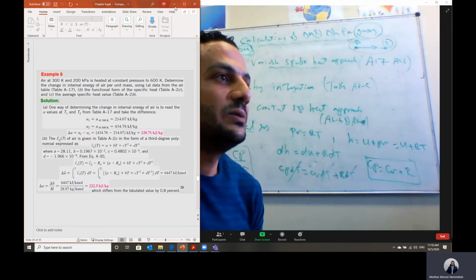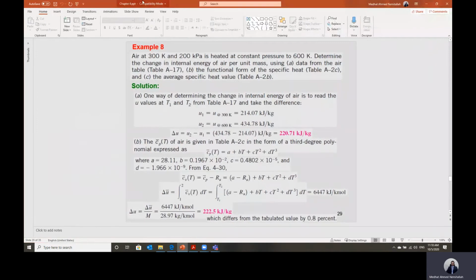In this example, you should look here, just substitution for the three ways that we have considered. Here we have air at 300 Kelvin and 200 kilopascal heated under constant pressure to 600 Kelvin. So T1 and T2 are given, pressure P1 and P2 are given. However, actually, we don't need the pressure.